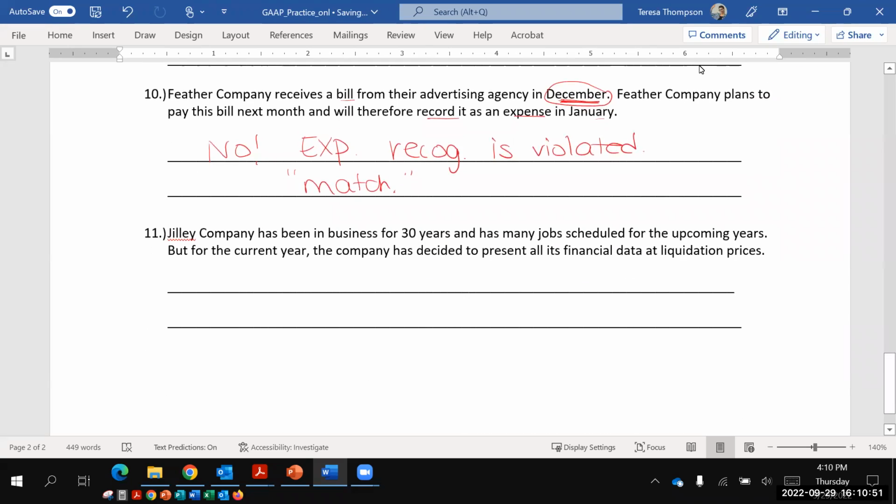Jilly Company has been in business for 30 years. They have lots of jobs scheduled for the upcoming years. But this year they've decided to present all their financial data at liquidation prices. No, that's not right. Here, what I was going for was going concern. We should assume the company is not in danger of going into bankruptcy, right? And especially I tried to tell you they have a long history and they have jobs secured for their future. All right, hopefully you did good on that one.